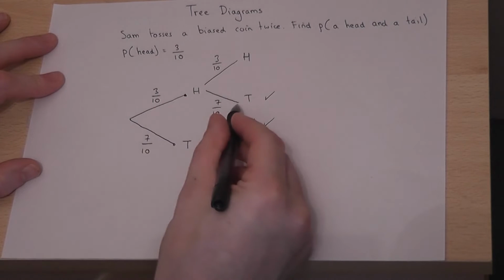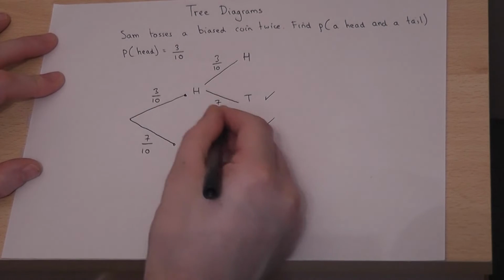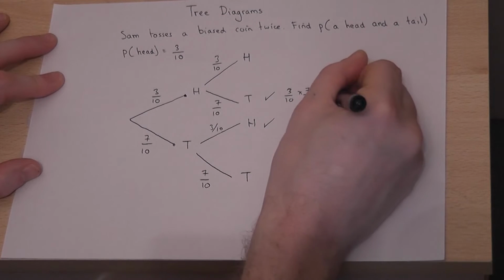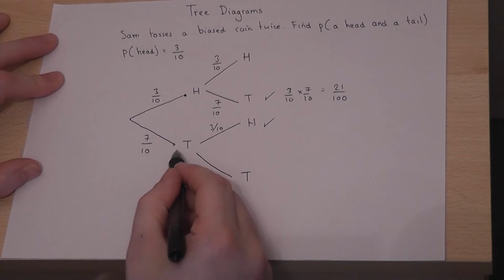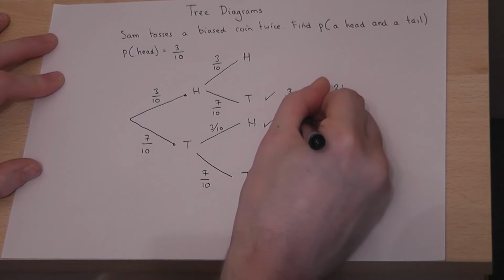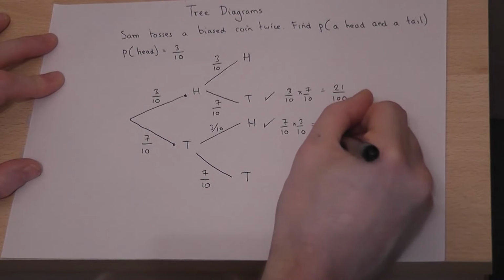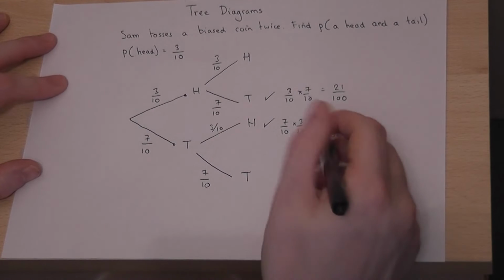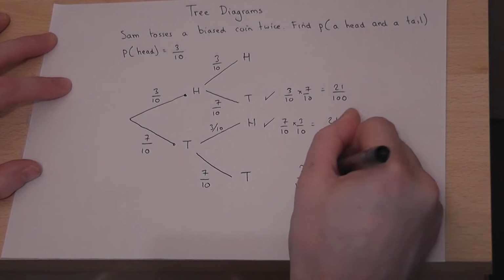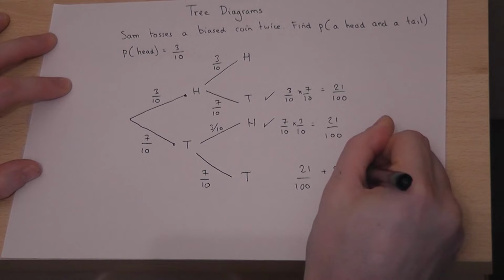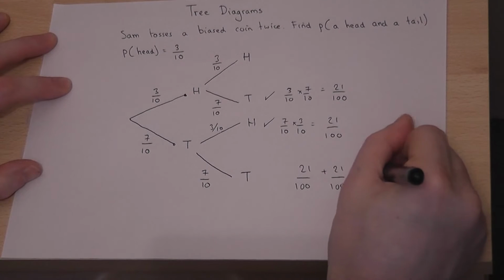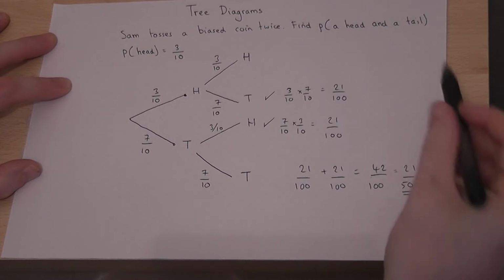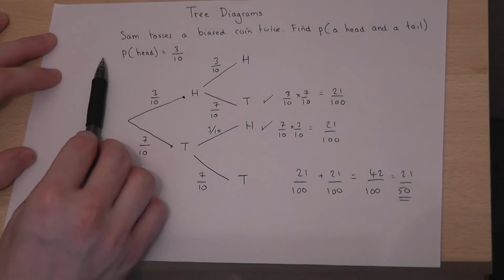And to find the chance of that occurring, we times together the fractions along the way. So this 3/10 times 7/10, which is 21 out of 100. Or this 7/10 times 3/10, which is also 21 out of 100. Because there were two different ways to get a head and a tail, we then add together those fractions to get the overall answer, which is 42 over 100, or 21 over 50. So the chance of getting a head and a tail is 21 out of 50.